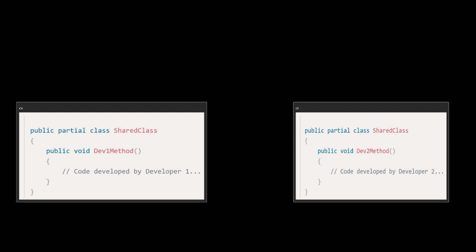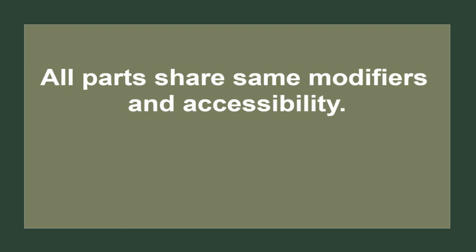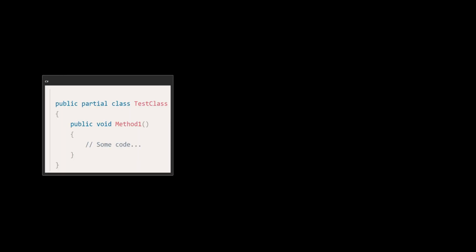All partial class definitions must agree on the class-level modifiers and accessibility. For instance, if one partial class is marked as public, all other parts must also be marked as public. If one part is abstract, all other parts must also be abstract, and so on. Here is an example to illustrate this.